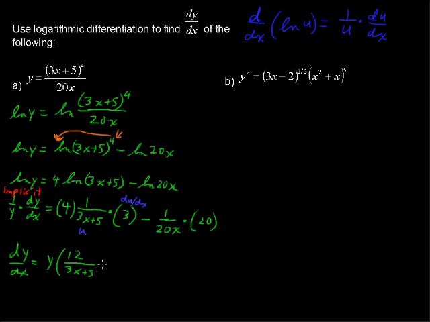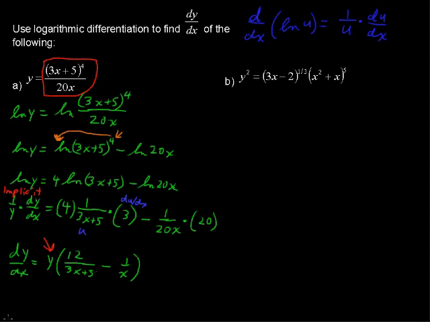And this is still in parentheses, minus 20 over 20x, so the 20's cancel and we have 1 over x. And the last step, if you wish to do it, is to substitute back in for this y. And that initial y was this. So we'd plug all of that back in.